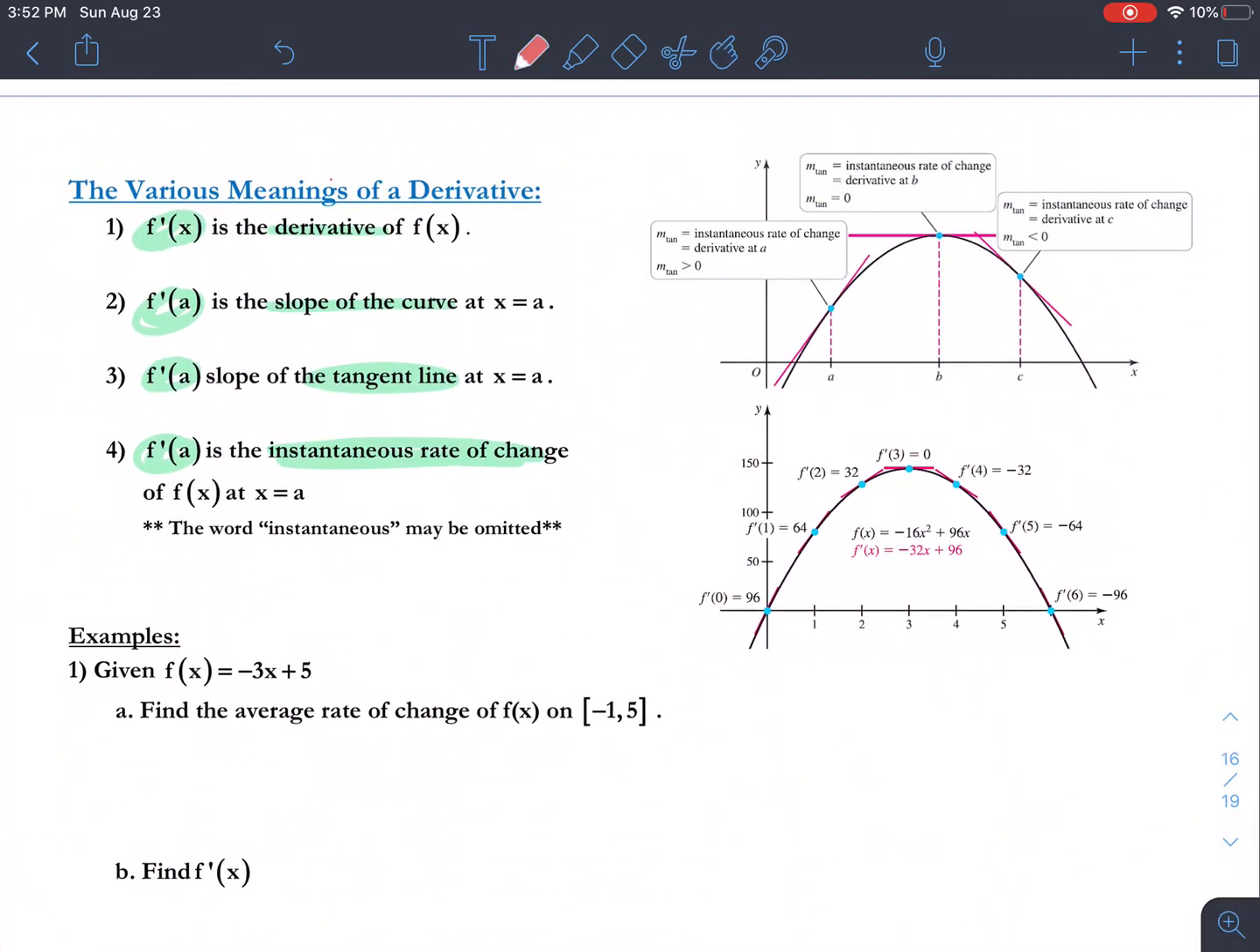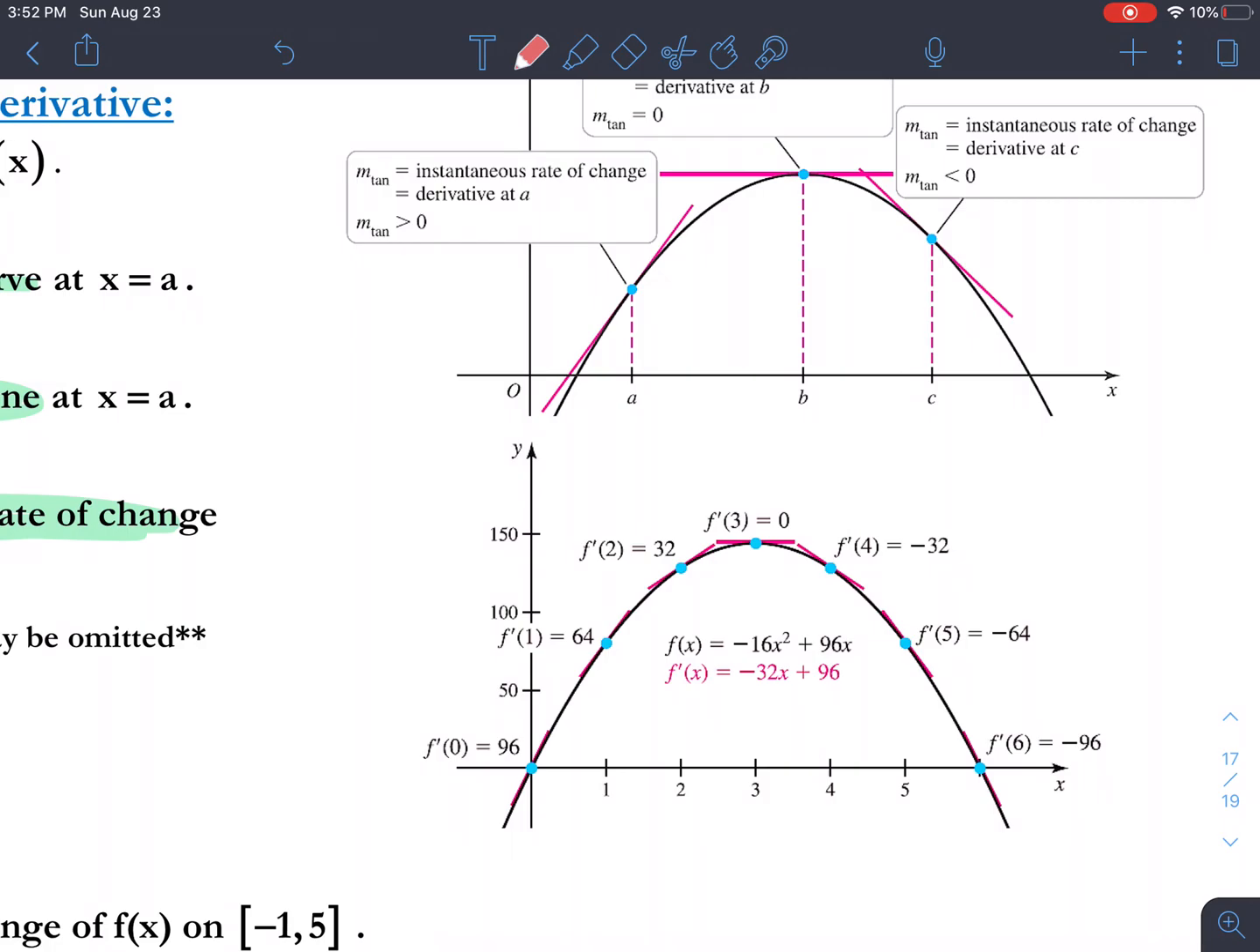So again, we're gonna be talking more about this. Since it is the slope, you'll see tiny little dashes here. F prime is 0. What's the slope at 0? Well, it's pretty positive, right? It's a 96. Is the slope 64, 32?